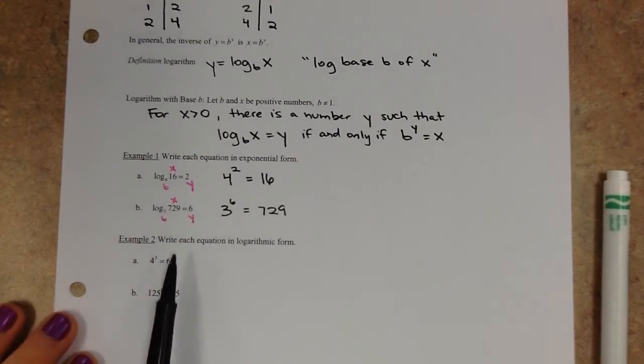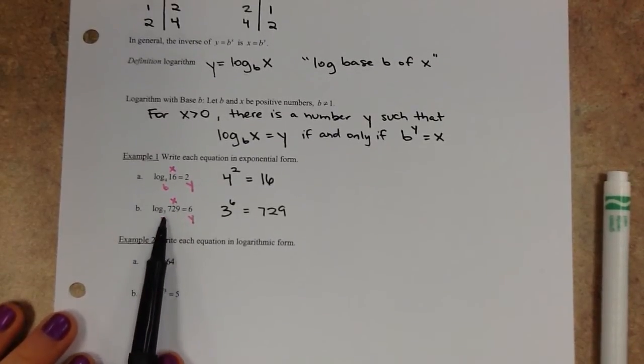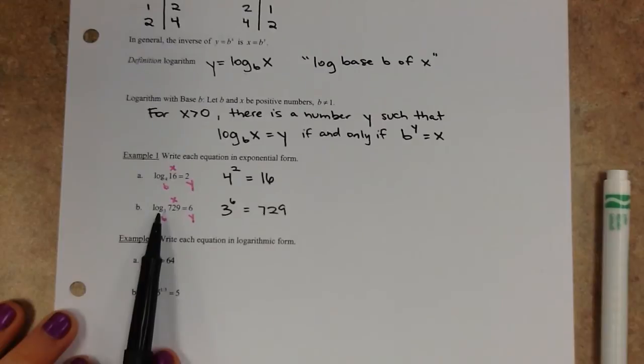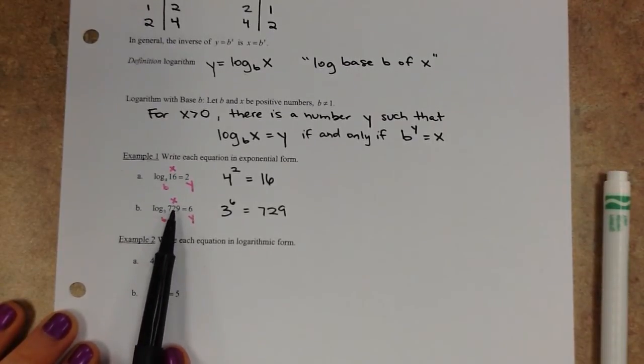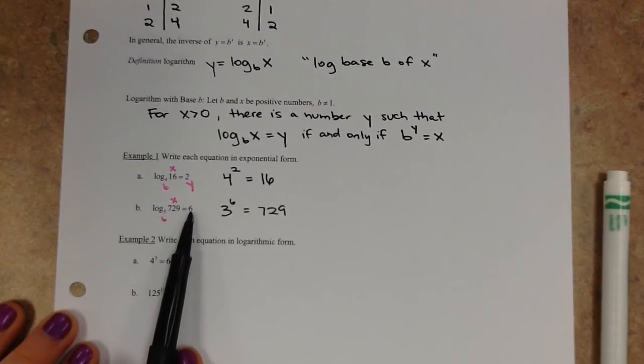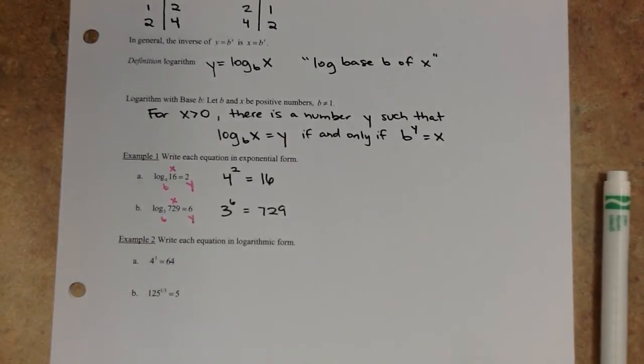So let me read it in log form. We say log base 3. Log is basically the same as a power. So this is asking what power of 3 gives us an answer of 729? The 6th power. All right, so now let's go backwards.